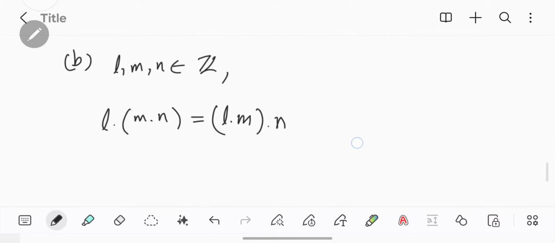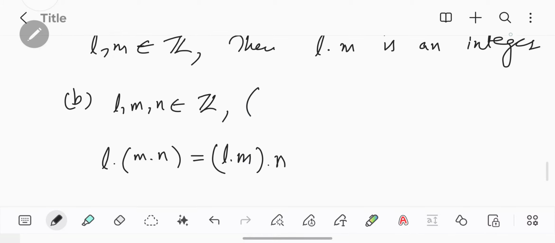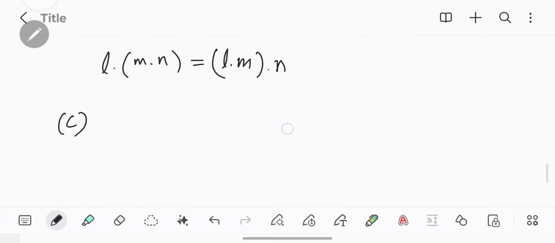What does that mean? This means if I take any three integers and I multiply this way or this way, I'll get the same answer. Okay, so the associativity is also proved. So look at this third property.